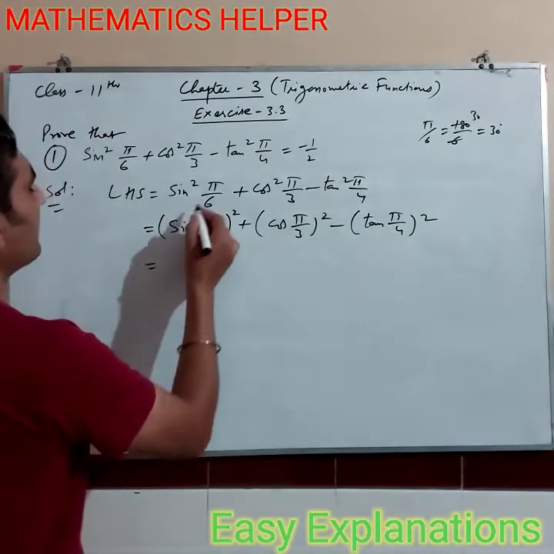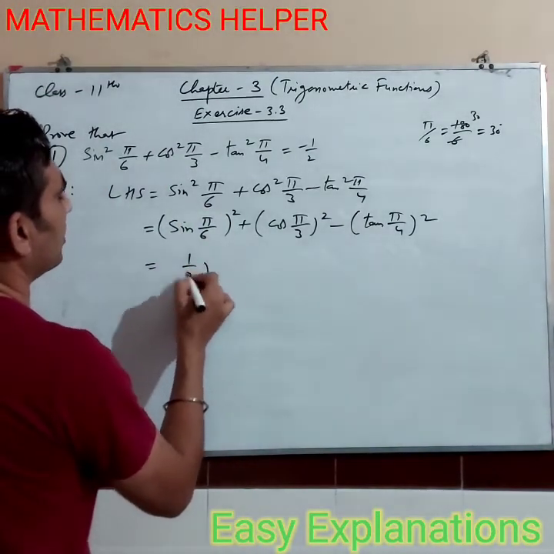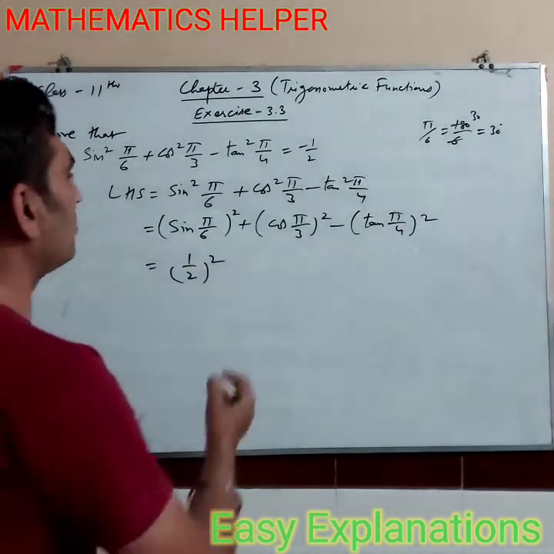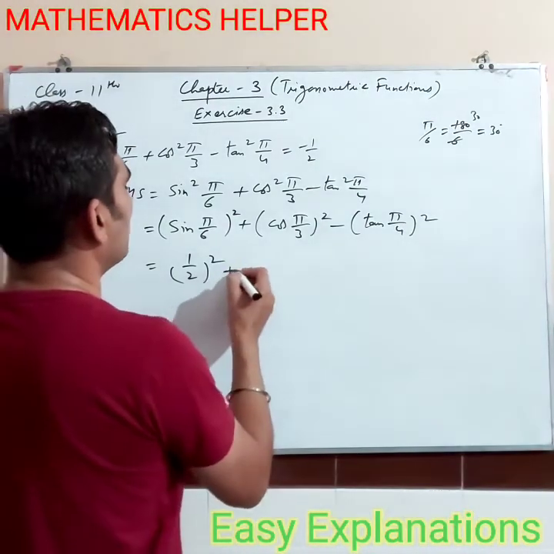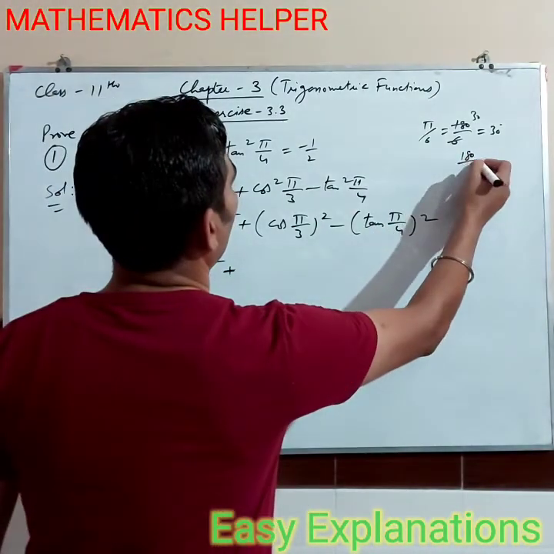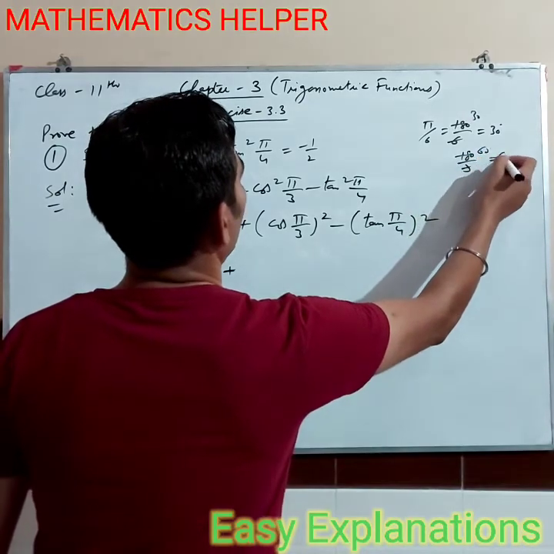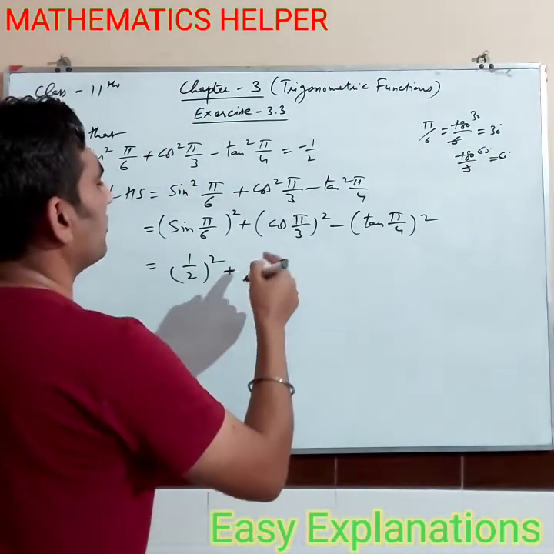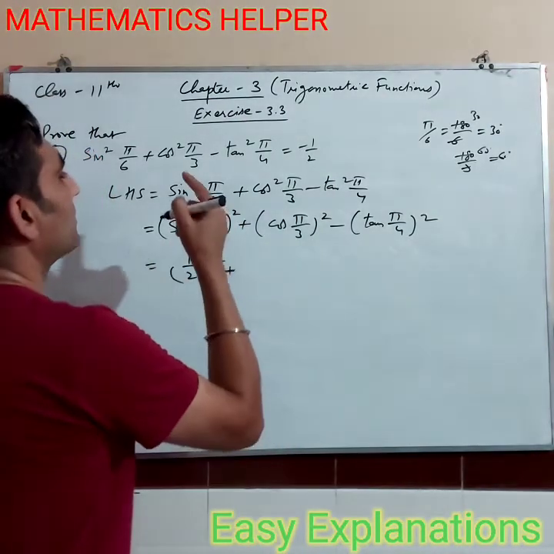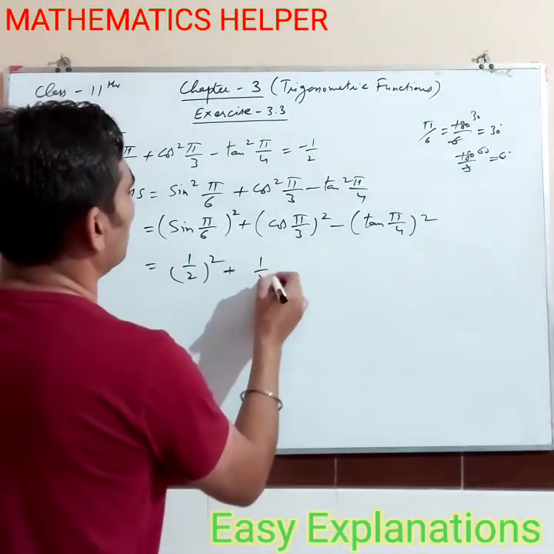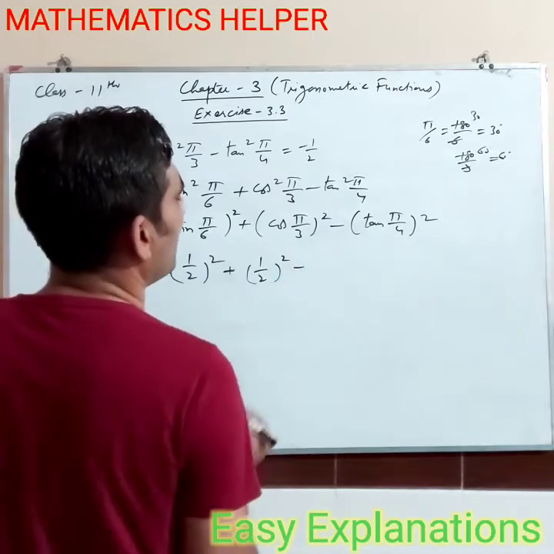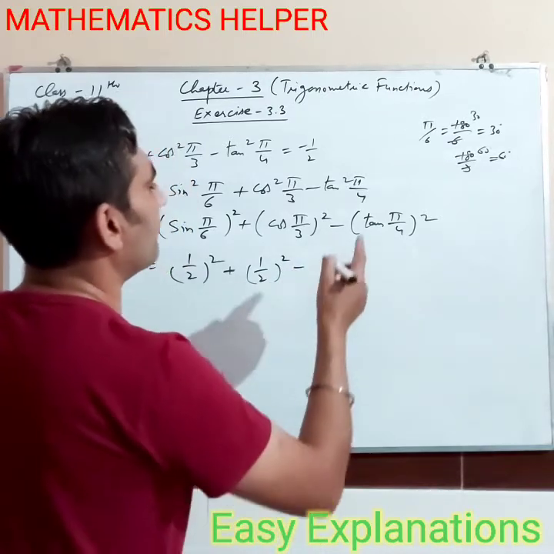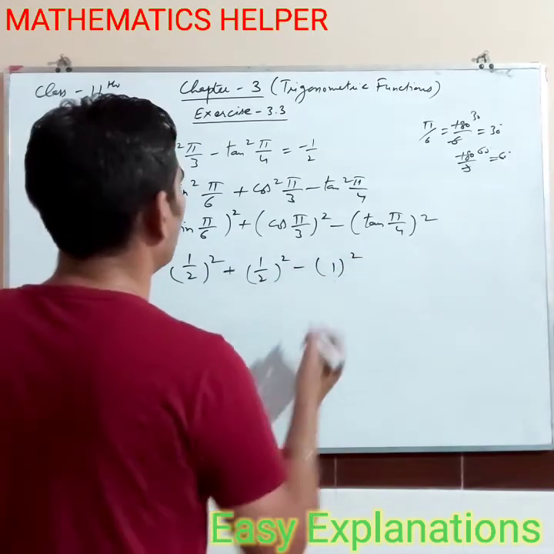So first of all, it is sine 30, and sine 30 is 1 over 2. So 1 over 2 raised to power 2, and cos pi over 3. Pi over 3 means 180 over 3, that is 60. So it is 60 degrees. Cos 60 is the same as 1 over 2, which is sine 30 degrees. So it is 1 over 2 raised to power 2, minus tan pi over 4, which means tan 45 degrees, which is 1 raised to power 2.